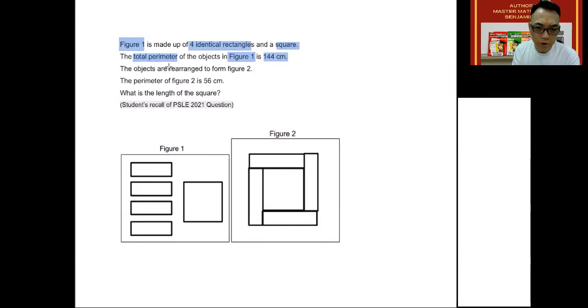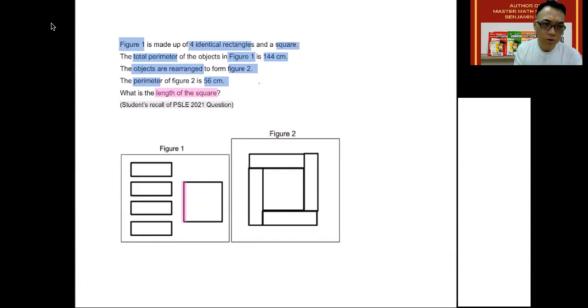The objects are rearranged to form figure 2. Okay, so the objects are rearranged to form figure 2, and the perimeter of figure 2 is 56 centimeters. The question is, what is the length of the square? In other words, they want to know how long is one side of the square. So let's begin.